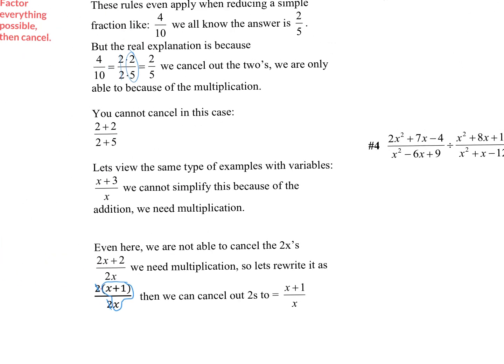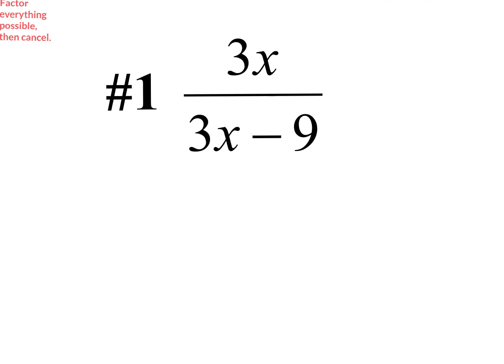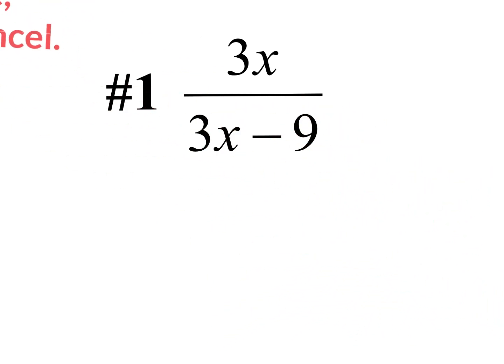Okay, so this is in the notes. It's on the PDF copy that you already have attached on today's post. And we've done this before. It's pretty straightforward, pretty easy. All you do is factor everything possible and then cancel, right? That's what we're doing, okay?